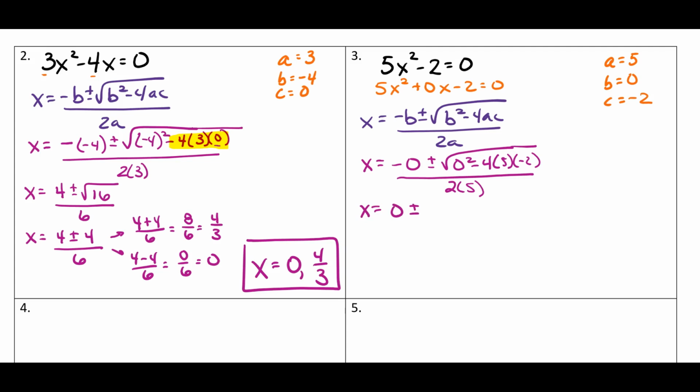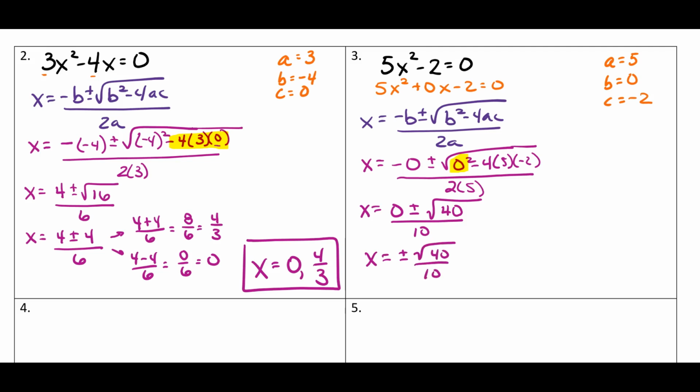Well, if that's 0, I'm not going to write that down. But now I'm going to multiply. Negative 4 times 5 is negative 20, times negative 2 is going to be positive 40. So I have 40 inside, all divided by the number 10. Now, I don't actually need this 0 here. So 0 plus or minus the square root of 40, I can simply write this as plus or minus the square root of 40 over 10.